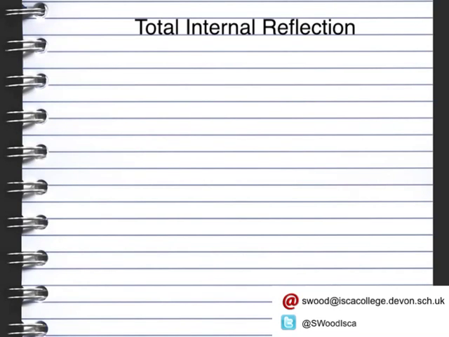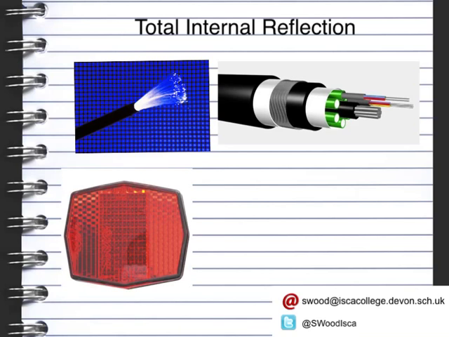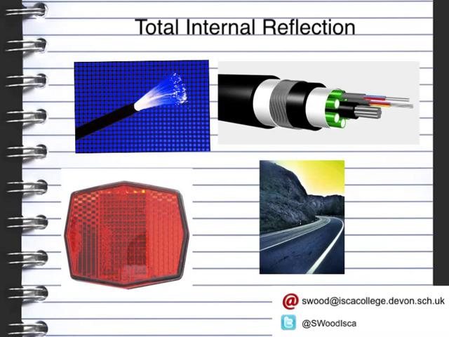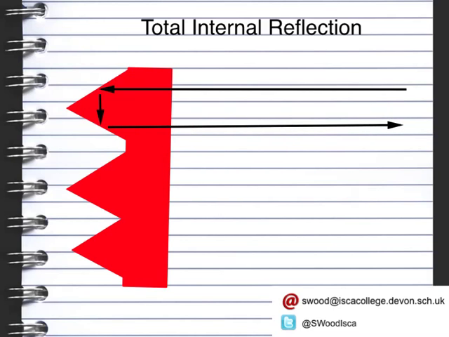Now total internal reflection has several different uses. It can be used in optical fibres, known as fibre optics. It can also be used in bike reflectors and also for cat's eyes. Now the way it works is, light will hit the cat's eye, so it will come in, it will hit the change of medium, we get the total internal reflection and it will come out this way.